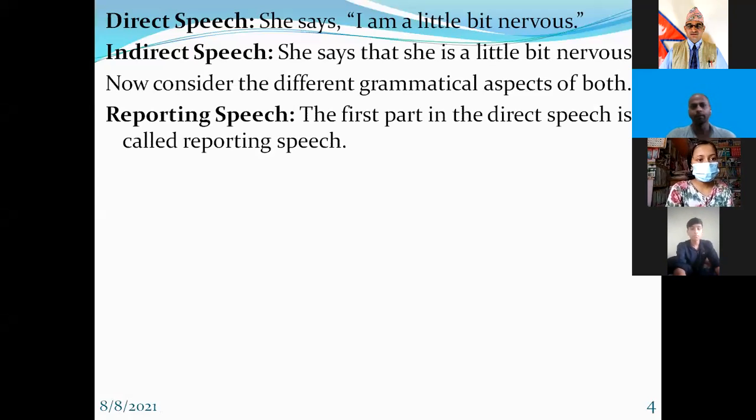Look here. The first part in the direct speech is called reporting speech. She says is reporting speech. And the things inside the inverted comma are the reported speech.